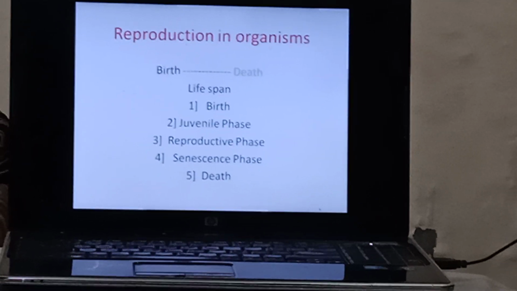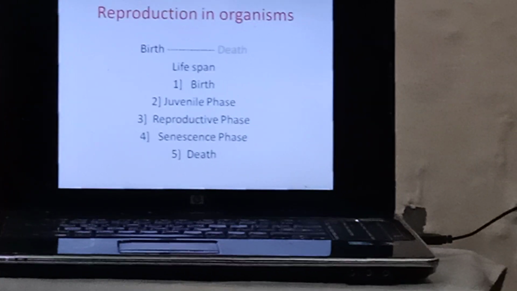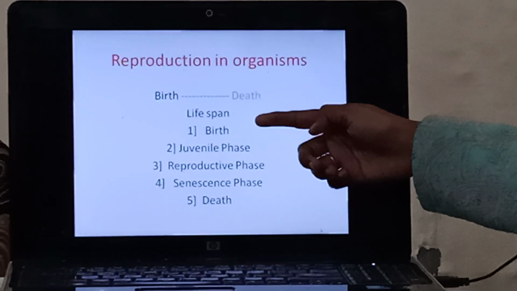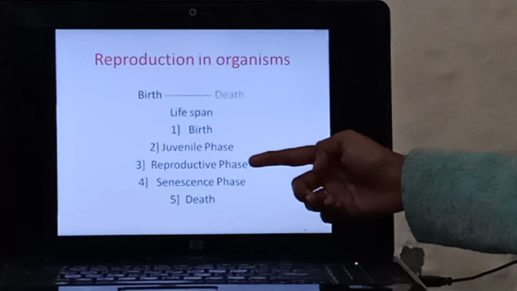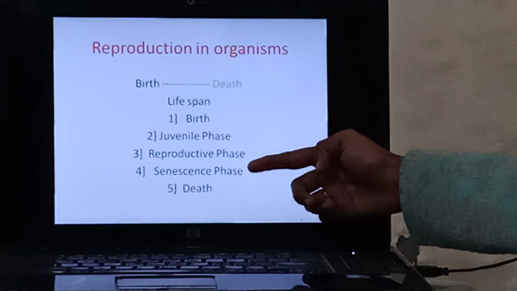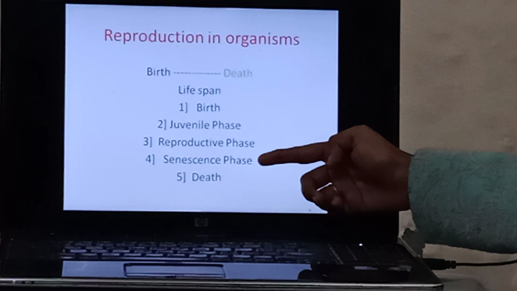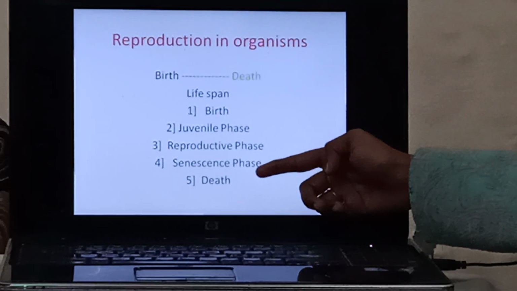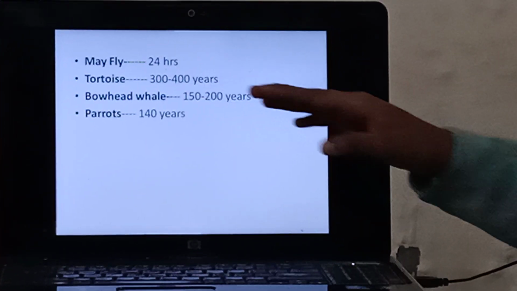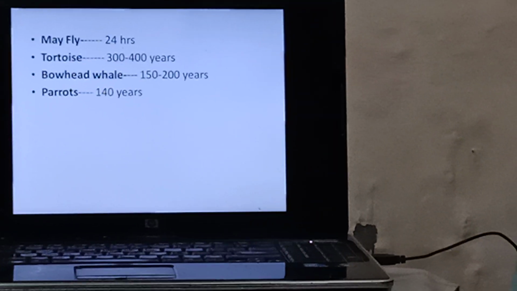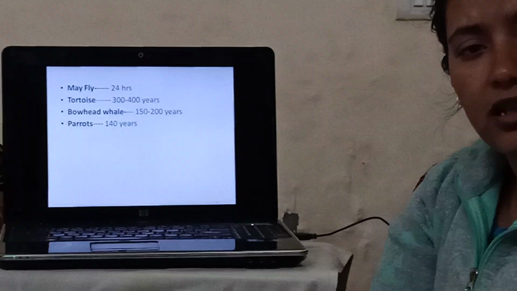The lifespan can be studied under various headings: birth, juvenile phase, reproductive phase, senescence phase. The senescence phase is also known as the aging phase, and then death. Different organisms have different lifespans, maybe years, weeks, hours, or many other types.